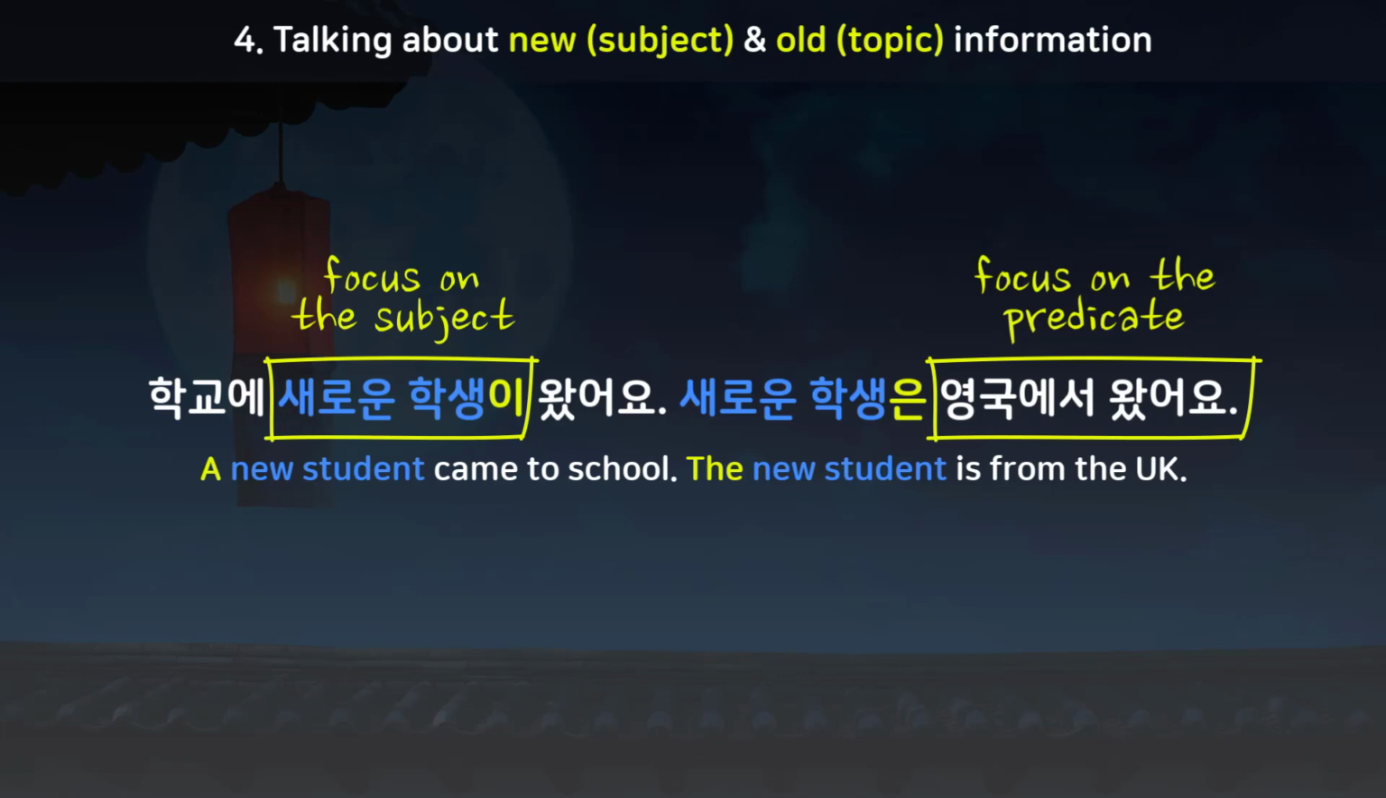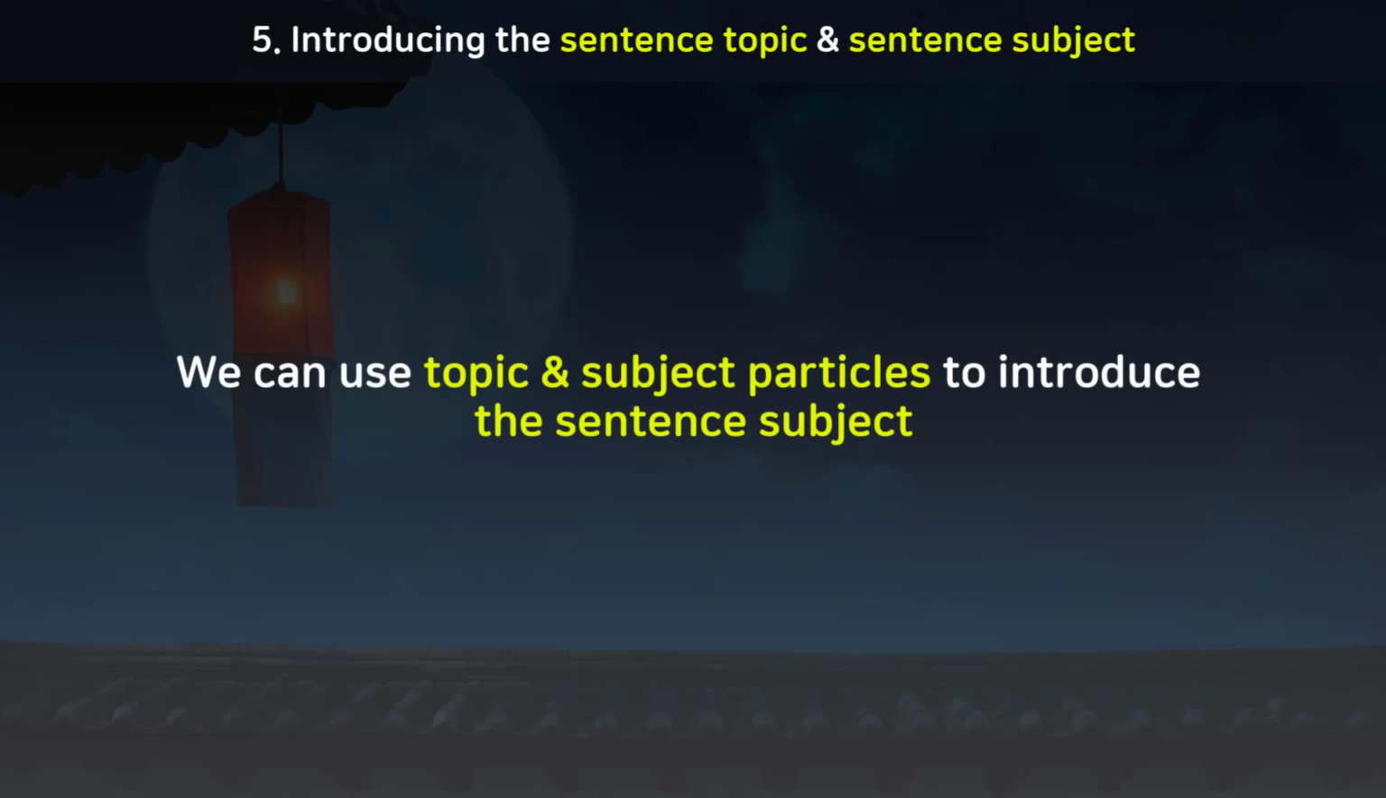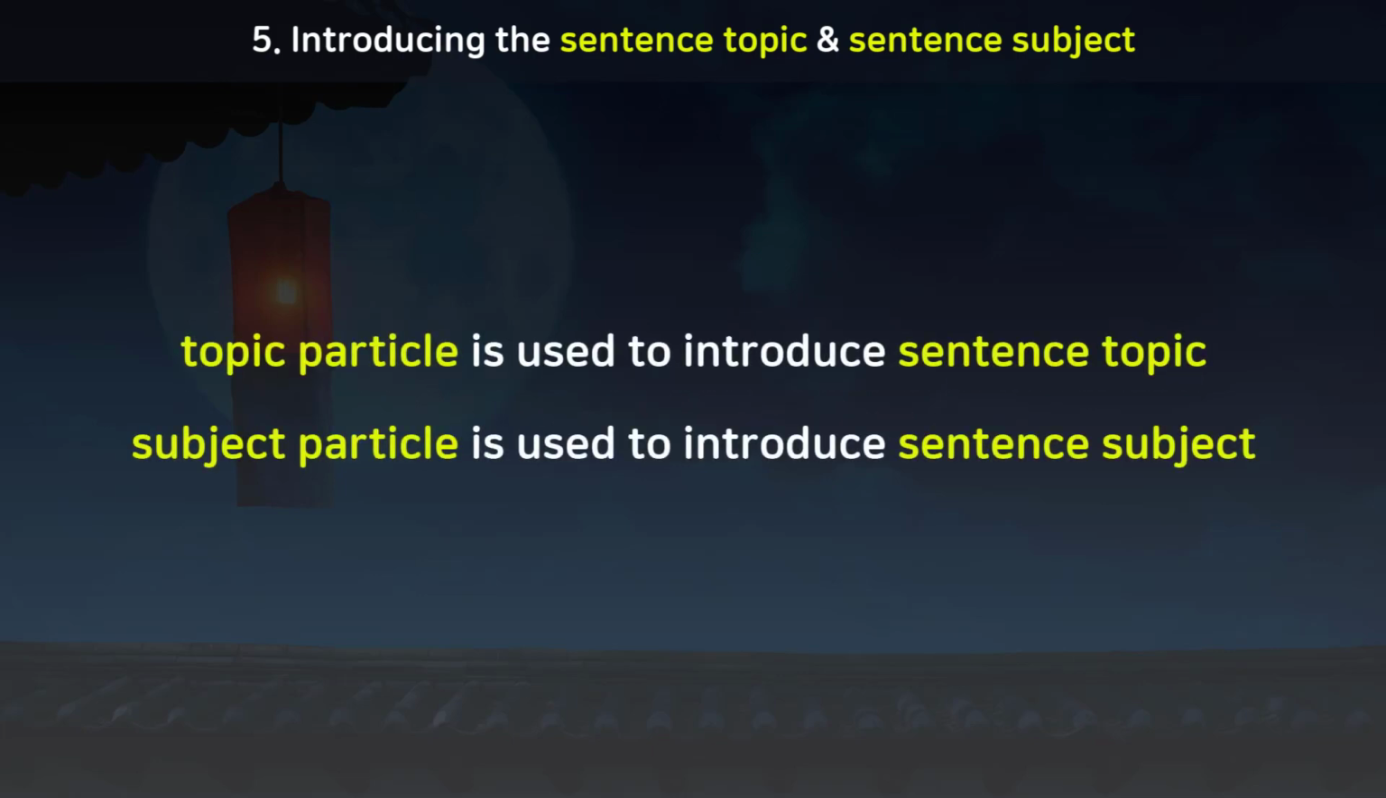So as I mentioned earlier, if you can grasp the main use of topic and subject particles, it will help you with being able to use these particles correctly in many situations. Okay, so let's now move on and revisit the idea that these particles are used to introduce the sentence topic and sentence subject. Now, in general, we use topic and subject particles to introduce the sentence subject. But in certain sentences, we use these particles to introduce the sentence topic and sentence subject.